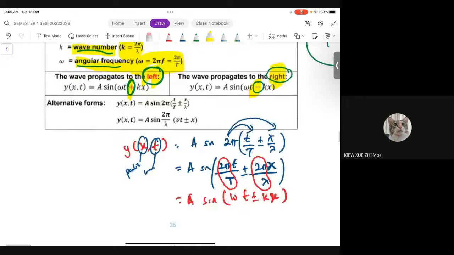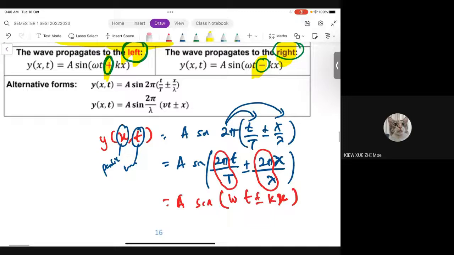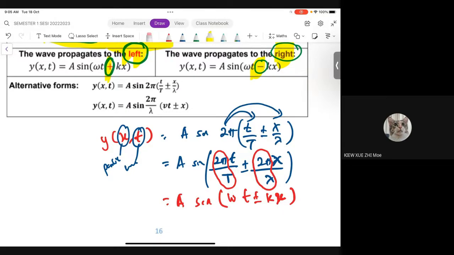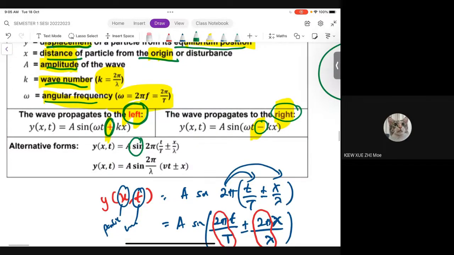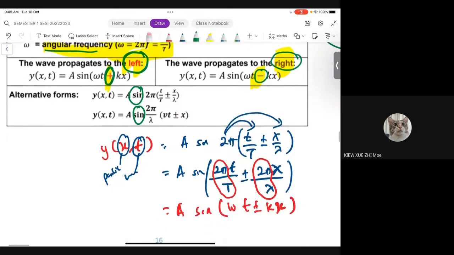Okay, so this formula kita boleh pakai juga kalau you tengok dia ada bagi bawah alternative form. So if you get your equation sin ni, sepatutnya lepas sin must have this one, kena ada bracket. So tapi kalau you punya sin tak ada bracket, so maksudnya dia kena kembangkan lah. So you kena kembangkan dia. So 2π darab dengan t over T, so you get 2πt over T. So you kembangkan 2π darab dengan x over λ. So you will get this formula lah. So kalau you nampak sin tak dia kembangkan, so you kena kembangkan.